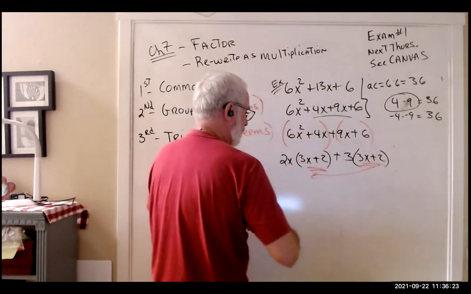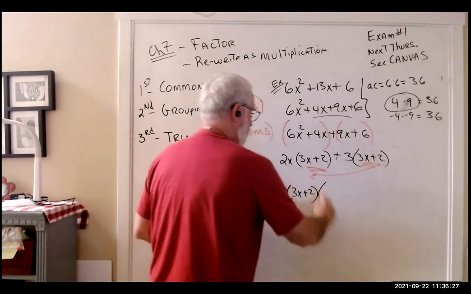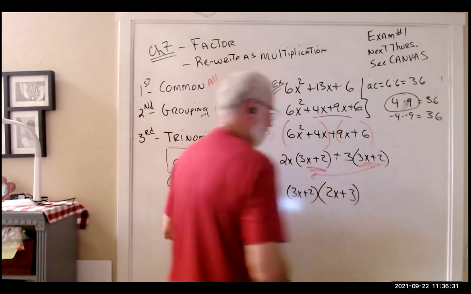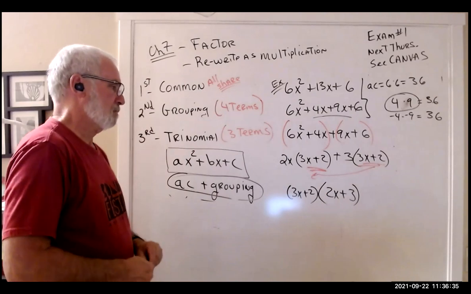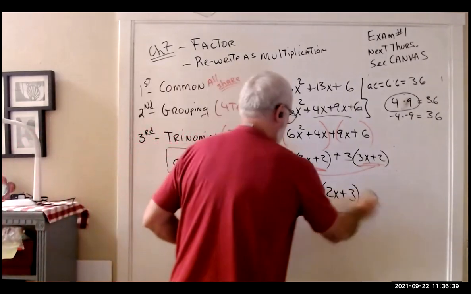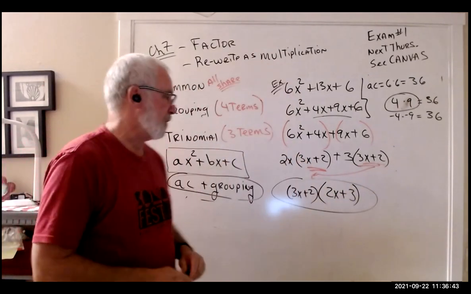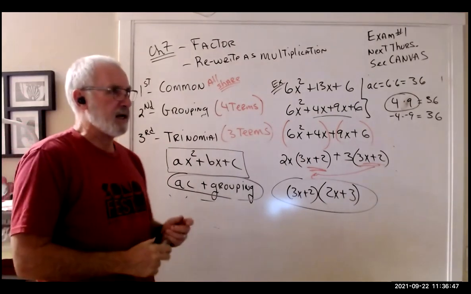So factor that out, take the 3x plus 2 out, factor it out. Who falls together? The 2x plus the 3. And that's it. And again, like I keep saying and said several times, you can put the 2x plus 3 first. It doesn't matter. And the 3x plus 2. Are we kind of okay?